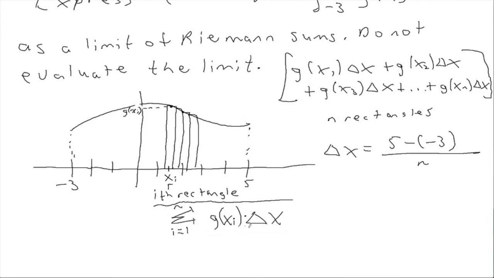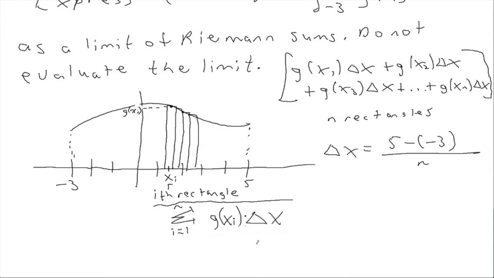Well, how could we make this approximation better? We use more rectangles, so a ton of rectangles. That's right. We could make this approximation better by increasing the number of rectangles.